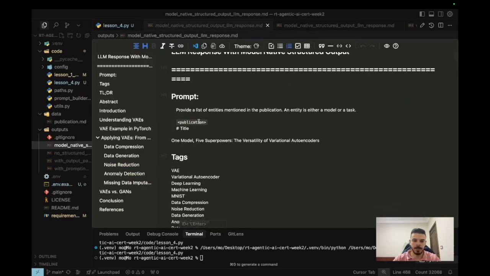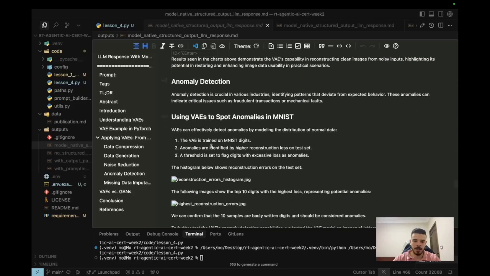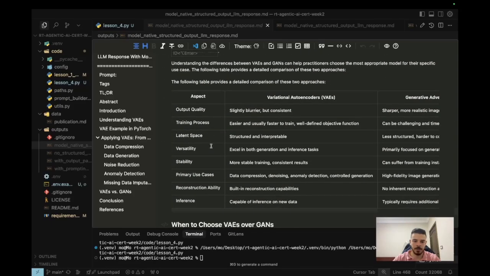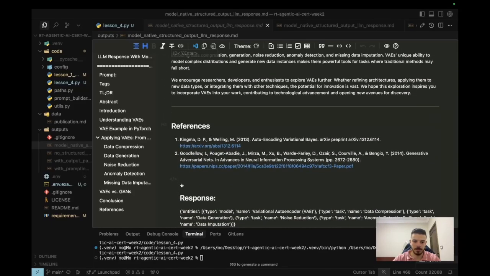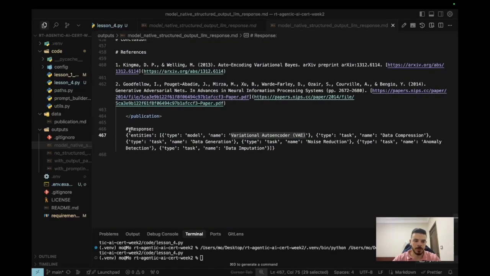So here it is. Here's the prompt, followed by the entire publication. And at the very end, we don't have any formatting instructions. There used to be formatting instructions here. Now they're not here. Let's take a look at it in Markdown. Here's the response, which is a JSON object directly. There are no backticks at the beginning or at the end, which is good. We just got the JSON that we asked for. And it follows the structure.